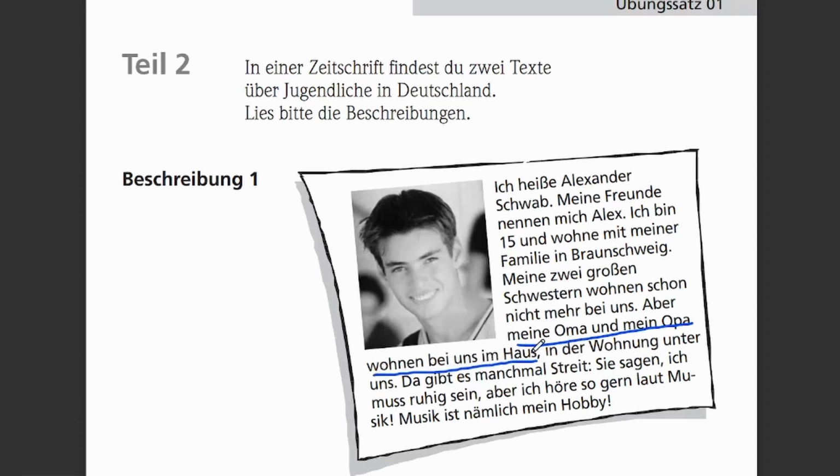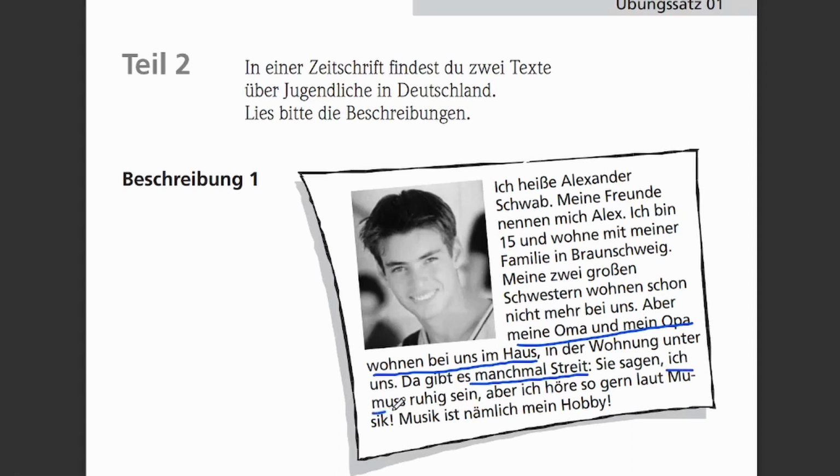So what is most important? Just underline in the Wohnung unter uns. So they are also living in the same house in the ground floor. Da gibt es manchmal Streit. So sometimes there are fights. Sie sagen, ich muss ruhig sein. Ich muss ruhig sein, aber ich höre so gern laut Musik. Musik ist nämlich mein Hobby.